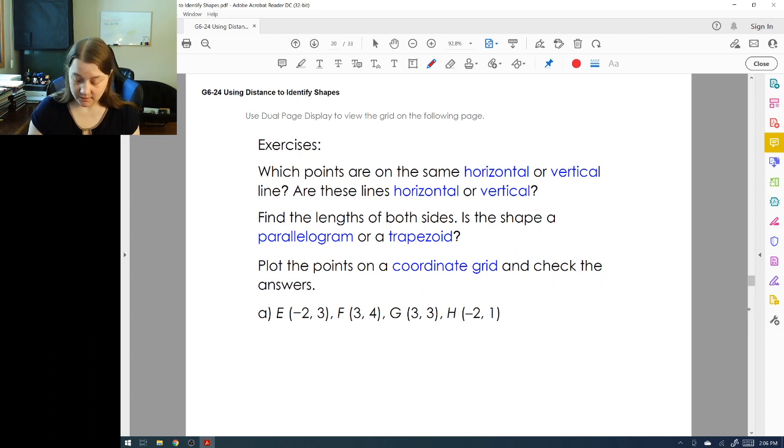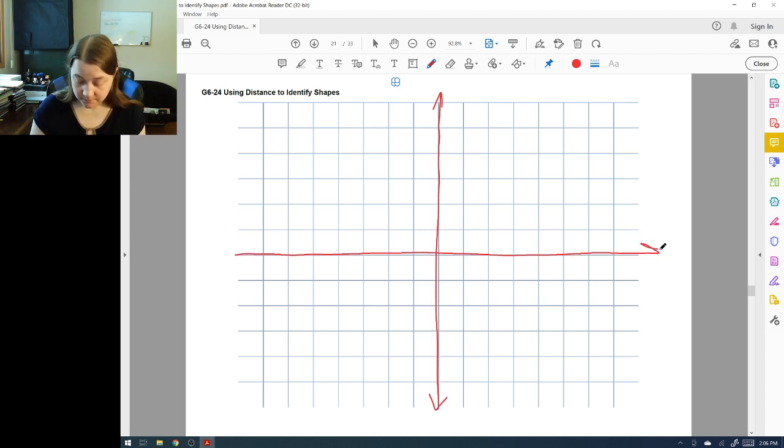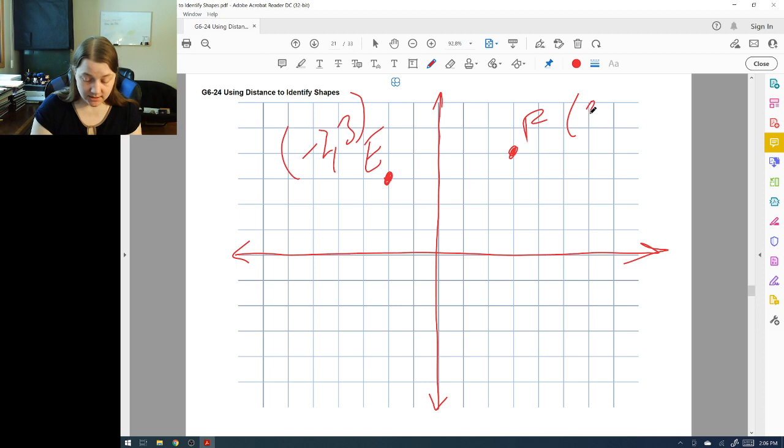Let's go ahead and graph this one. Go ahead and create this right here. So point E was at -2, 3. Point F was at 3, 4. Run 3, 1, 2, 3, 4. Not exactly on the same line, but you know, they connect. Then we look at point G, which is at 3, 3. 1, 2, 3. 1, 2, 3.